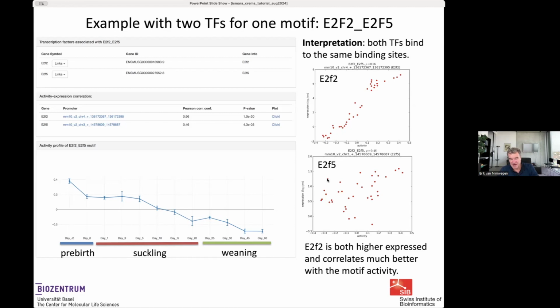Whereas this E2F5 is much lower expressed. See, this goes between 0 and 1.5. It doesn't change very much, and it doesn't correlate very much. So in this case, I feel really quite confident to say that it's the transcription factor E2F2 who is driving the change in motif activity and the change in the expression of the targets of this motif, and not E2F5. So this is the way in which you can use this correlation between motif activity and expression to get an idea of who's actually responsible for doing this.